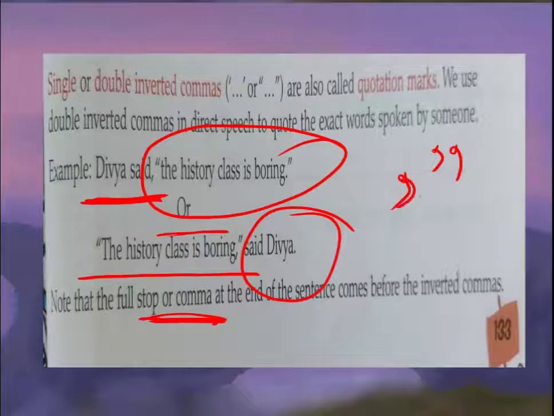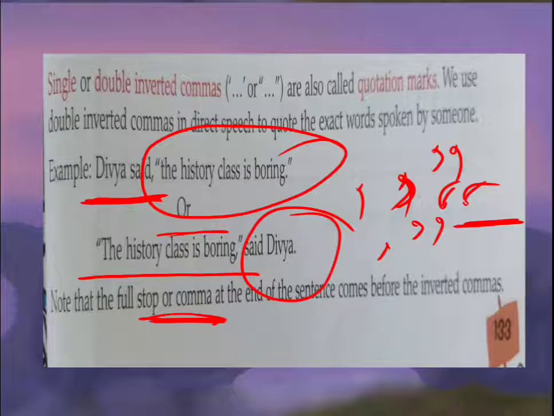He said, comma. Then you put double inverted commas and what the person says, those words you write after. So first the comma will come, then the inverted commas will come. If you close it, then also first the comma will come. Then you have to close your sentence with double inverted commas or single inverted commas. So while writing you have to take care, students, that first the full stop or comma will come, then you close or start double inverted commas.